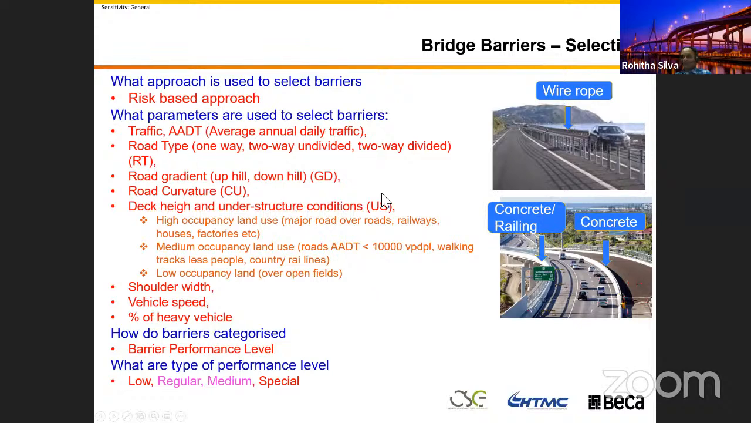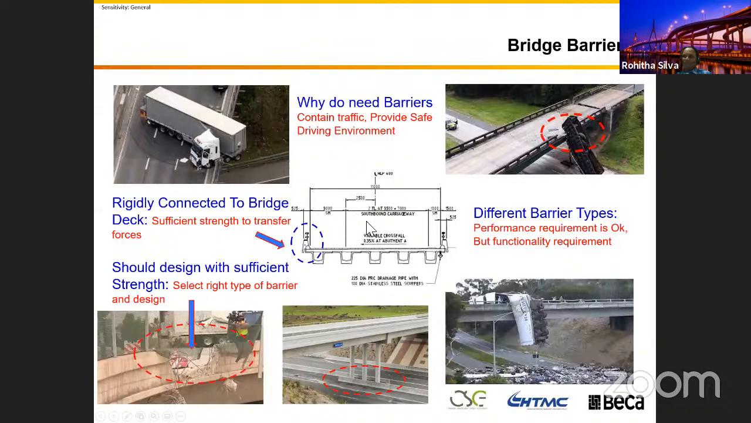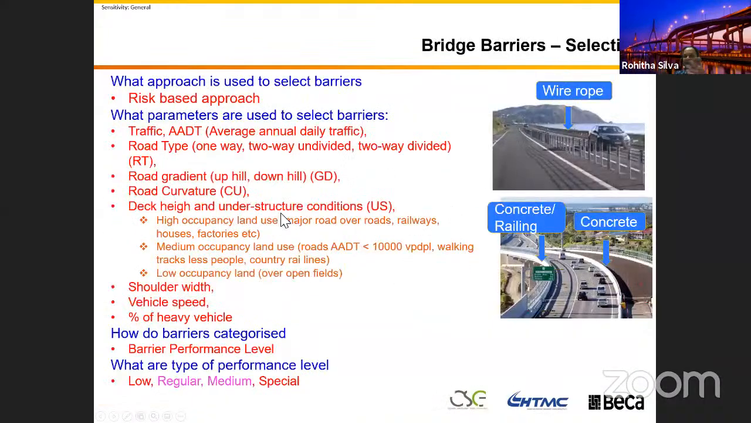Of course, the bridges we design are for traffic, and the risk is always based on the traffic volume. Higher the traffic, higher the risk; higher the heavy vehicle, higher the risk. So then we discuss the road types and the road gradients.